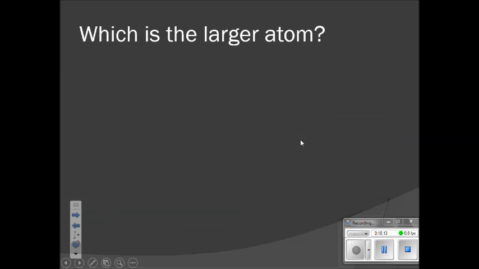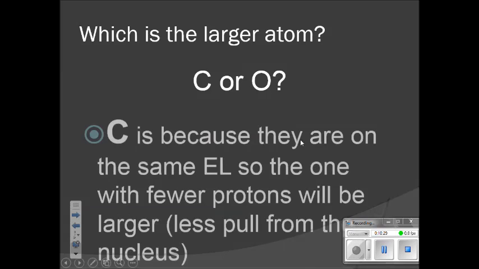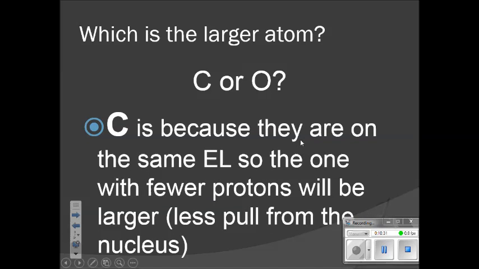Okay, next example. I don't know why I'm doing all larger. I could ask you smaller, by the way. But which one's larger, carbon or oxygen? Now, immediately, before you pause me, you'll see they're both on the same valence energy level. So think about the fact they're the same valence energy level. Go ahead and pause the video. All right, so for carbon and oxygen, you should have picked carbon as being the bigger one because oxygen has more protons in its nucleus. So that one's going to be pulling its electrons in more tightly.